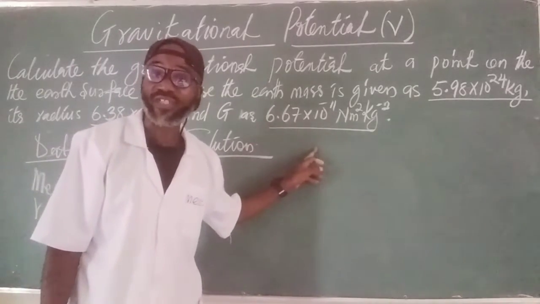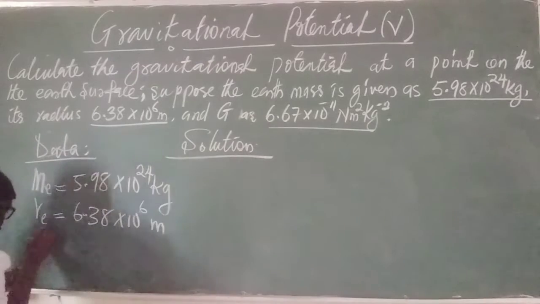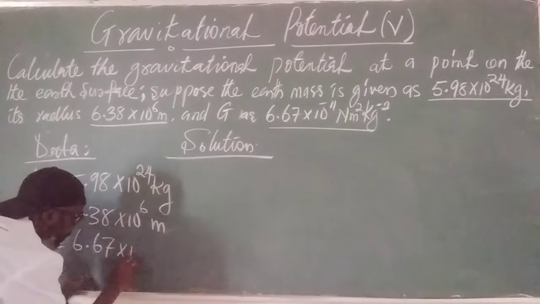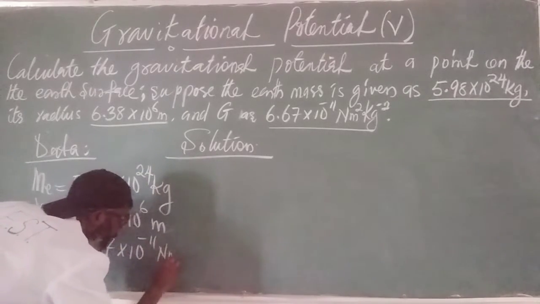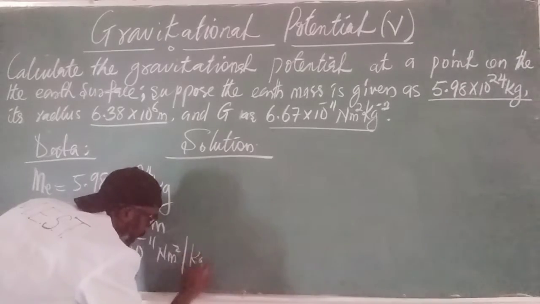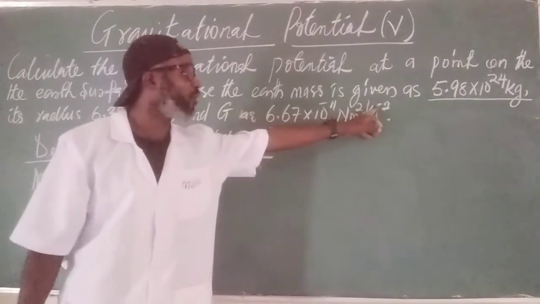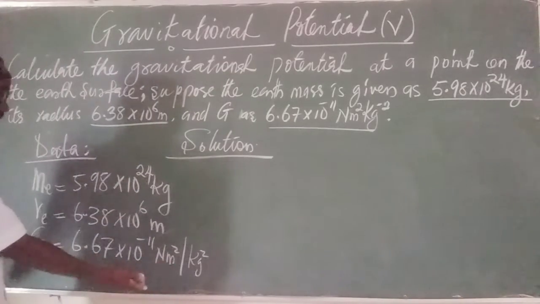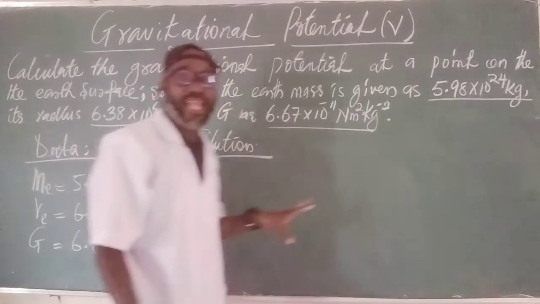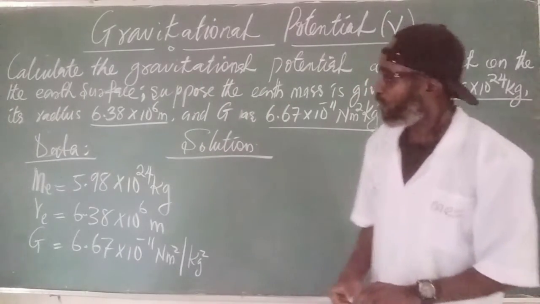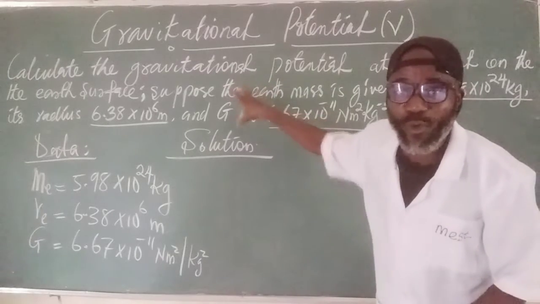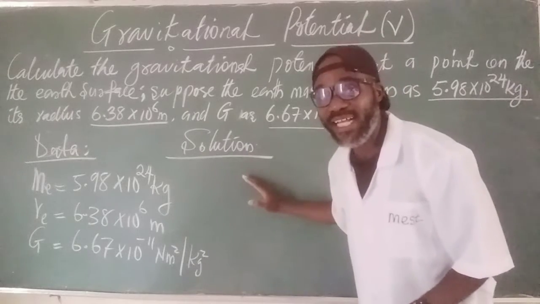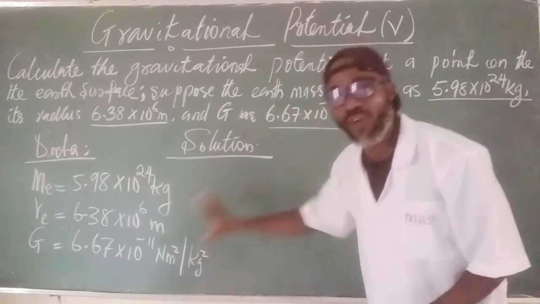We record the gravitational constant G, the universal constant, as 6.67 times 10 raised to the power minus 11 Newton meter squared per kilogram squared. Whichever way, you can write it in this form or in this form. No problems. Having identified the parameters contained in the question, the next thing to do is to write down the formula that will be used to solve the question.